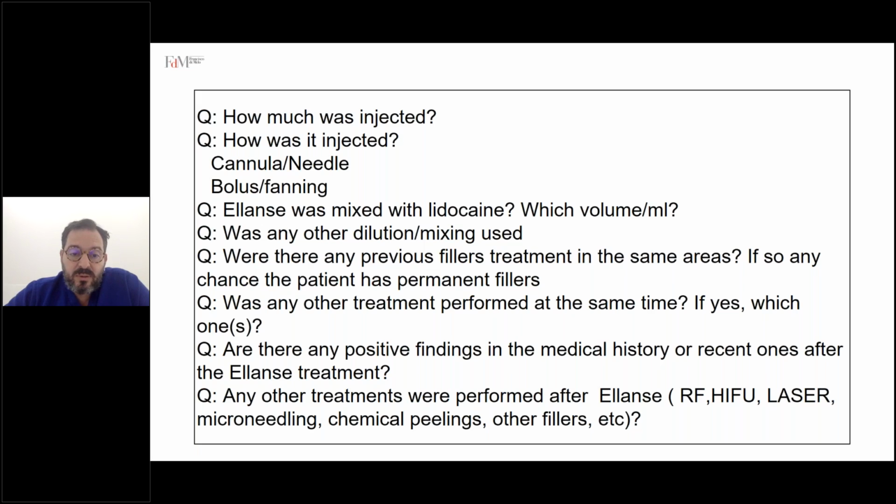My first question is about how much was injected, because clearly it was too much volume in the wrong areas. And it's not just the volume, it's how it was injected. It looks like in a case like this, everything was done by bolus. This is a typical doctor who came from hyaluronic acid and jumps immediately to Ellanse L, which is not advisable, using the same bolus technique used with hyaluronic acid. We need to adapt our technique to the product we use. You cannot use the same thing for every single filler.